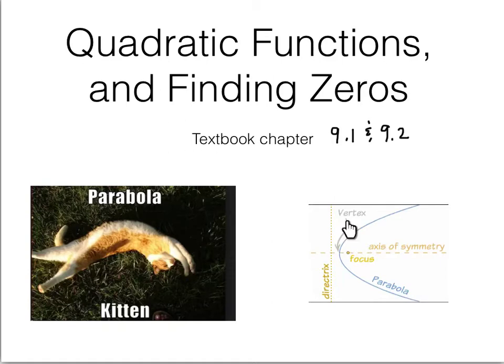I just liked this image because it had some of the parts that we don't even talk about. We'll talk about vertex. We'll talk about axis of symmetry. We won't talk about focus or directrix, but the focus and the directrix, their location affects how wide the parabola is and how stretched out it is. Just something cool I thought I'd show you.